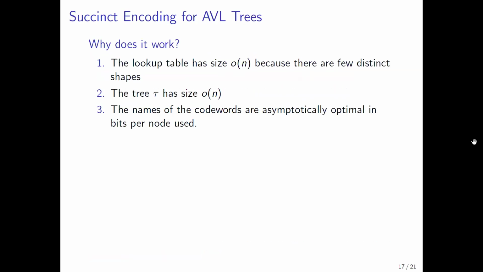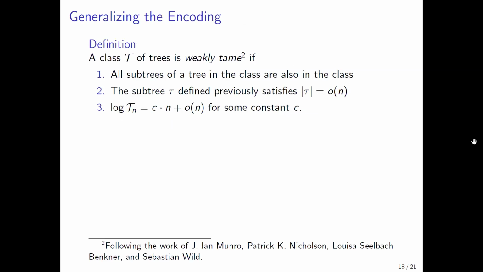And then, of course, we don't want to just stick with our encoding for AVL trees. Maybe we want left-leaning AVL trees or some other balanced shape. So we'll just come up with a general encoding that works for any weakly tame class of trees. This is following from a previous work where they show for a tame class of trees, which has a few extra conditions on these three conditions here, but we were able to delete one of the conditions and make one of the conditions a little bit weaker. So we call it a weakly tame tree.